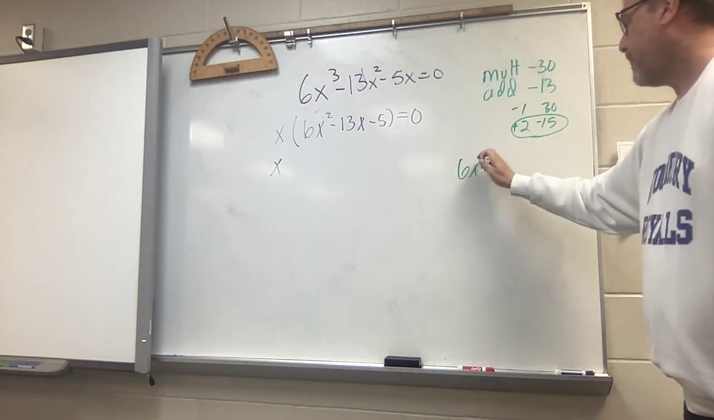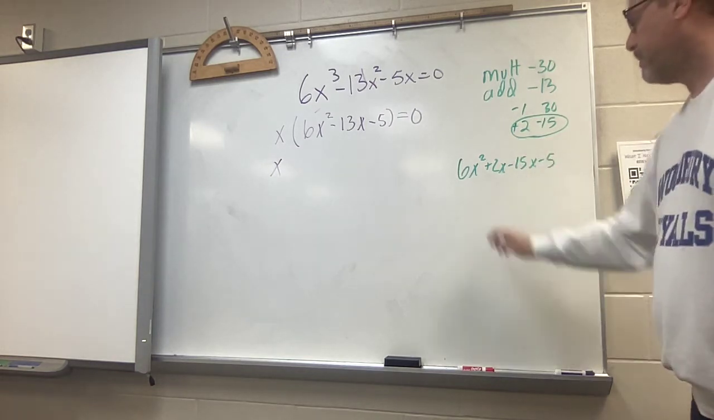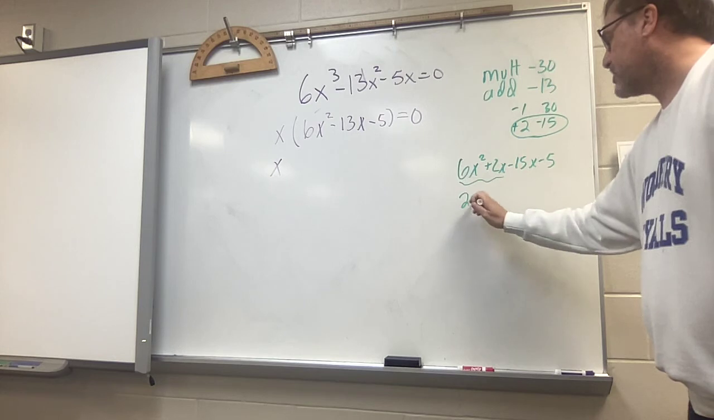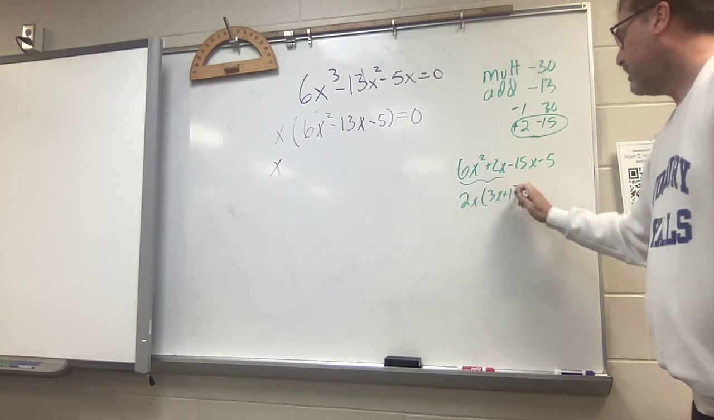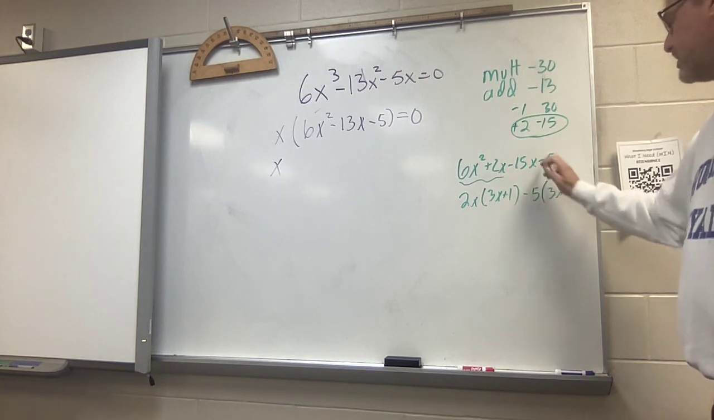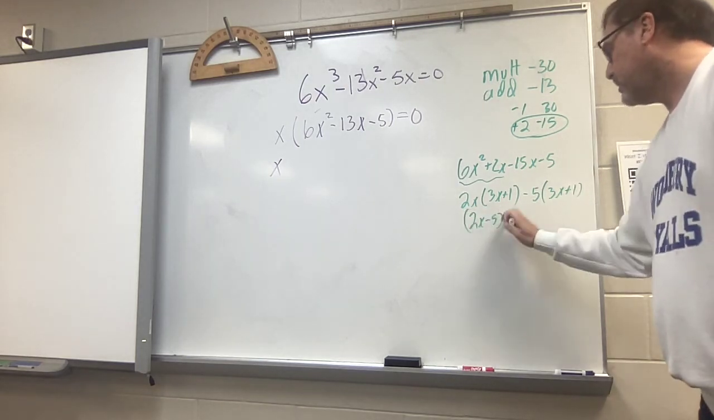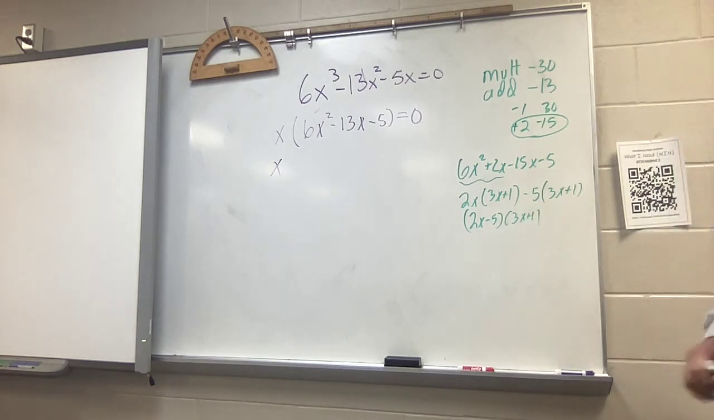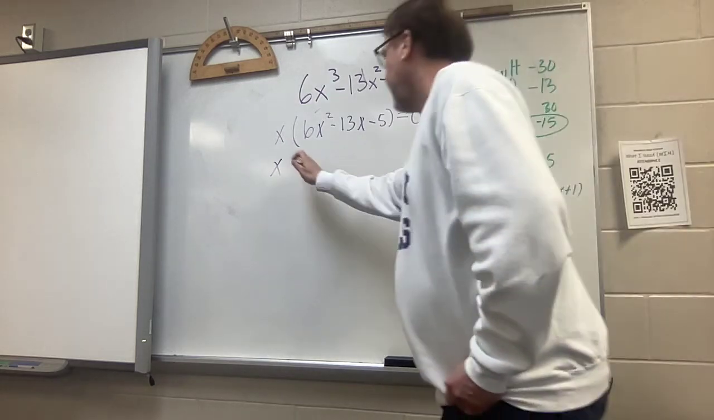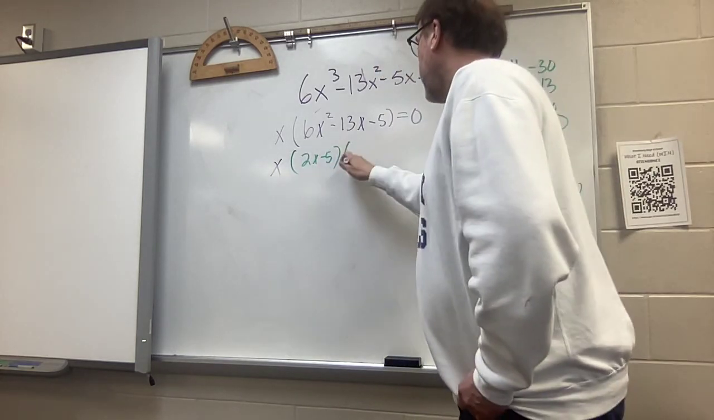6x squared plus 2x minus 15x minus 5. Group of 2, 2x leaves a 3x plus 1. When that's a negative, pull a negative out front. 5 goes into both. Leaves a 3x, negative by negatives plus 1. And we get 2x minus 5, 3x plus 1. So that's that process. We've been working on it. You're all good at it if you've been working on it with me. And we get, this makes a 2x minus 5 and a 3x plus 1.